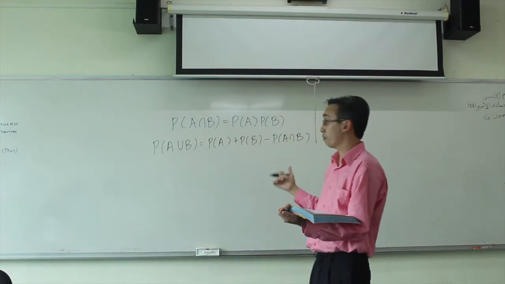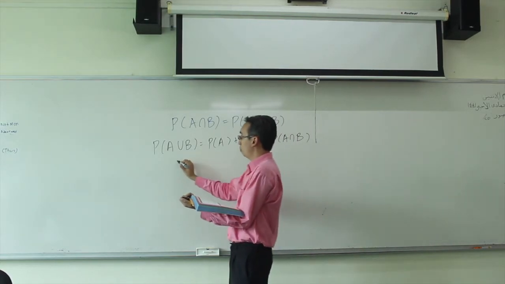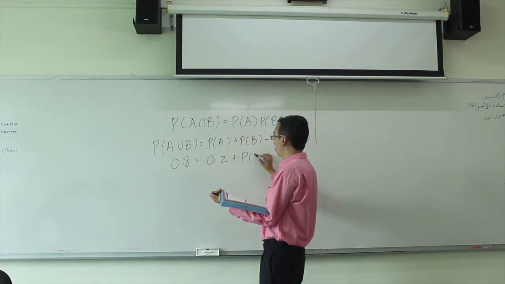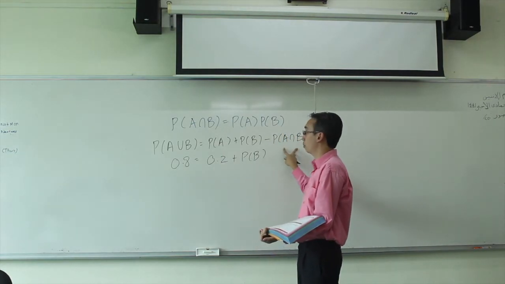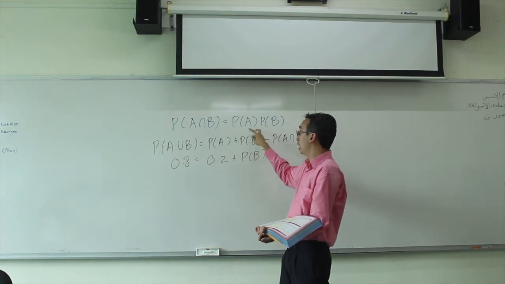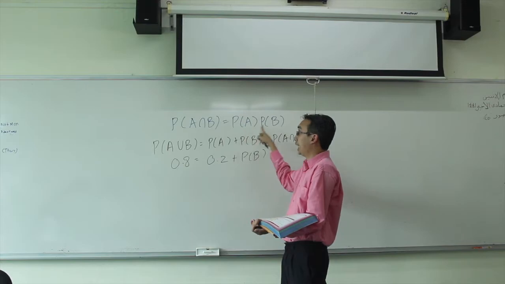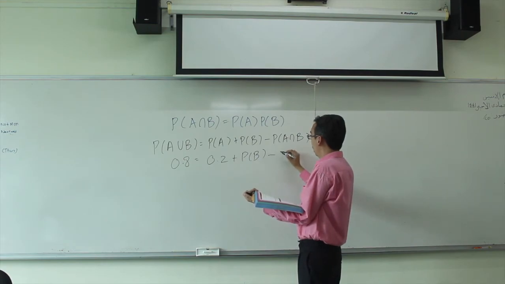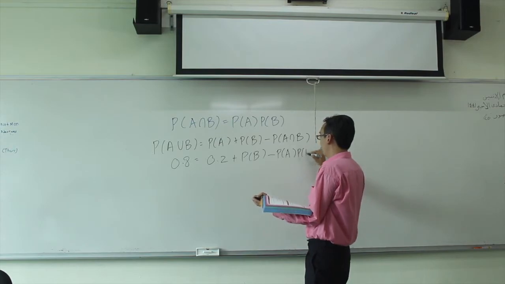Okay, so we learned that before, right? Plugging in all the values, we put 0.8 over here, 0.2 over here, but probability B we don't know yet. But the thing about this probability of A intersect B, because it's independent, this statement holds. That means to find probability of A intersect B, we multiply the individual probabilities of A and B together. Let me write it down as probability A times probability B first, so it's easier for you to understand.